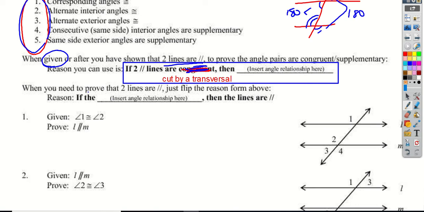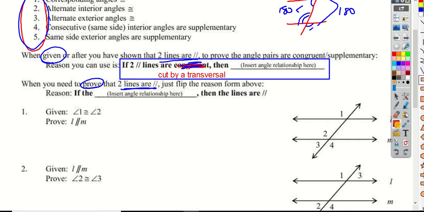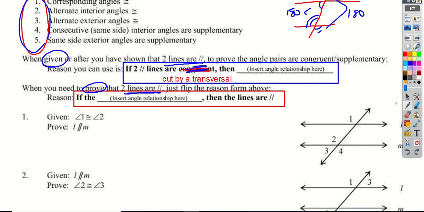If we want to prove the two lines are parallel, then we're going to do this. We're going to state that if these angle pairs, alternate angles are congruent, corresponding angles congruent, then the lines are parallel. All right, that's what we're going to want to state. So let's take a look at the first one.